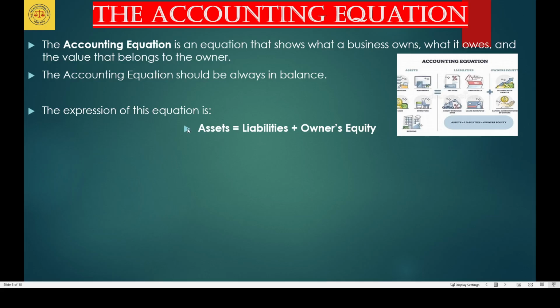The expression for the accounting equation is assets, which is from the balance sheet, equal liabilities, which is also part of the balance sheet, plus owner's equity. Keep in mind these ones, okay? Assets equal liability plus owner's equity.